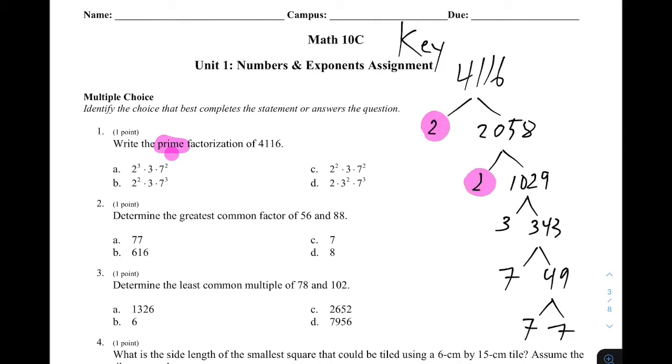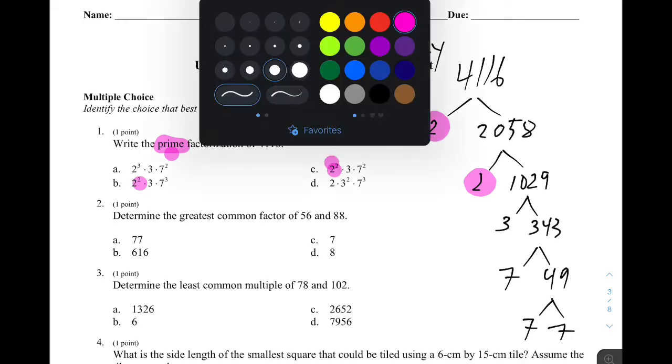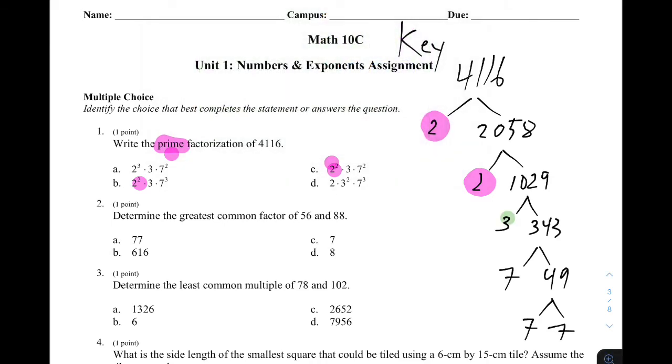So it's 2 squared. So I know it's going to be that one or that one. And I've got 1, 3. And so that one has 1, 3, and that one has 1, 3. That didn't help. And I've got 1, 2, 3 7s. So that's 7 cubed. This one has 7 cubed. So my answer's got to be B. This one only has 7 squared, but there's 3 of these guys.